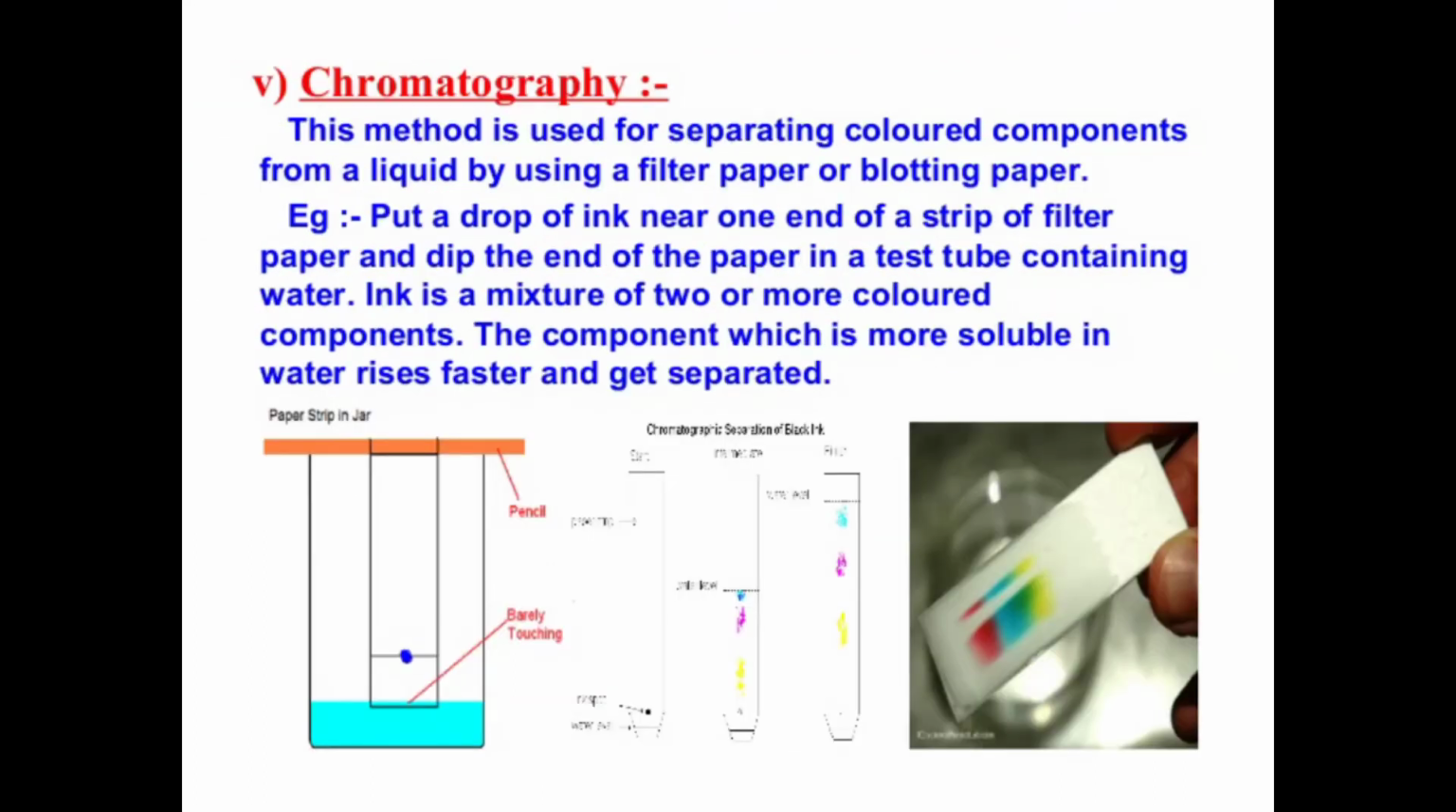Now, chromatography. Chromatography is basically used to separate colors from a dye. We can also separate the colors of flowers. So this is the method used for separating the colored components from a liquid by using filter or blotting paper. Maybe in your lab there will be filter paper.